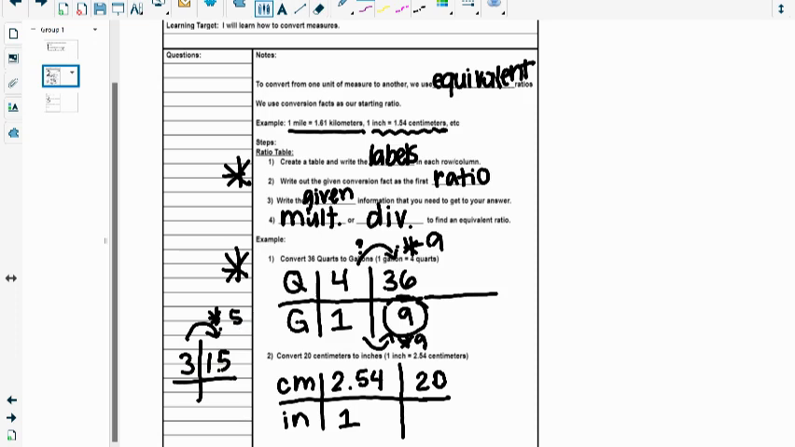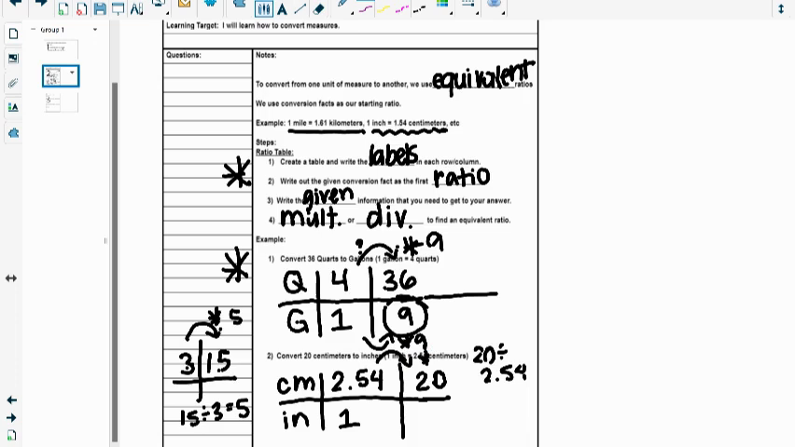Well, using a fact family, if I know 3 times 5 is 15, 15 divided by 3 tells me what that number that's missing is. So same thing here. If I don't know 2.54 times what is 20, I can take 20 divided by 2.54 in my calculator to see what number we are multiplying by. So let's go ahead and do that.